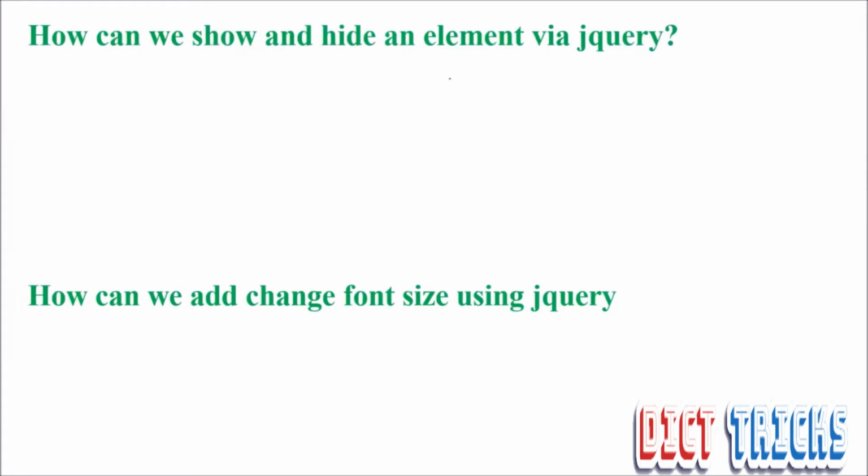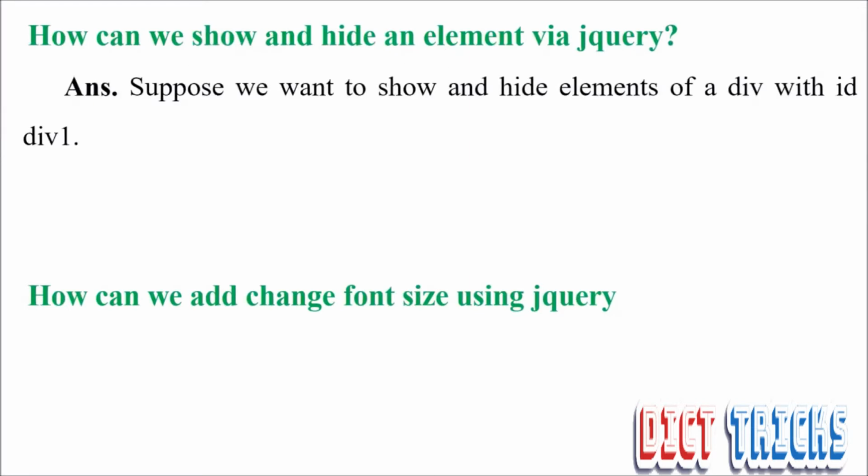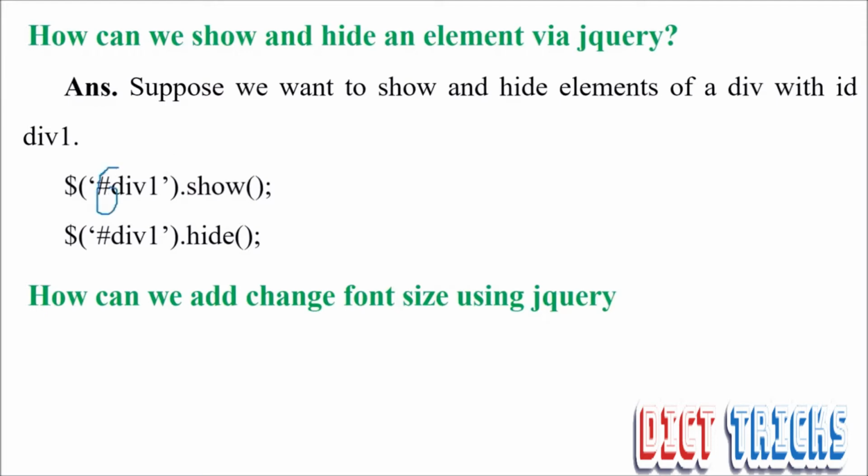How do we show and hide an element via jQuery? Suppose we want to show and hide elements of a div, that is a division element of HTML, with ID div1. So you just have to do this: if the ID is div1, you use the dollar sign and in single quotes hash div1 .show. So it is going to show, and same for hide. These two functions are of use for this particular answer. How can we change font size using jQuery?